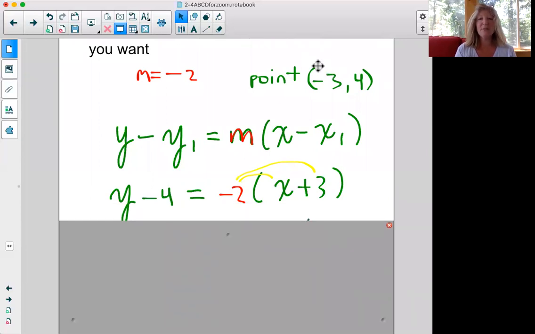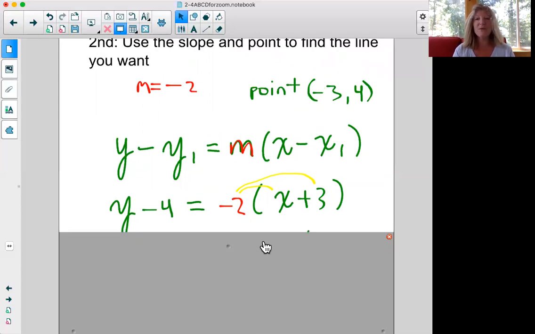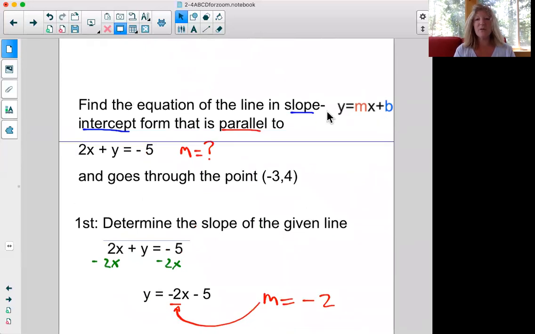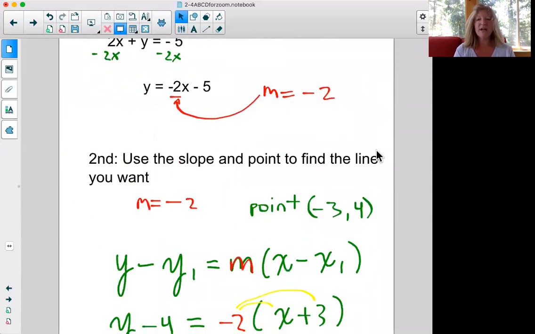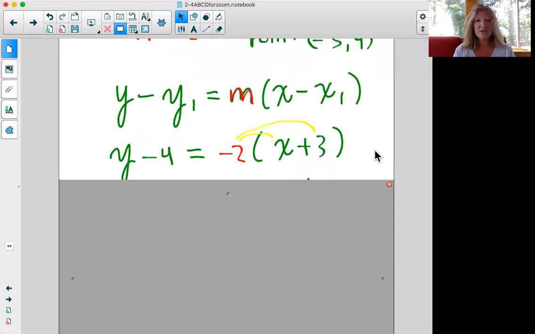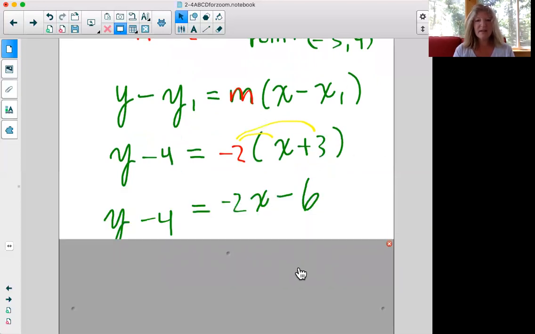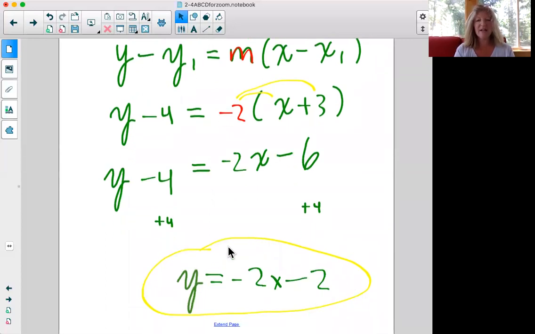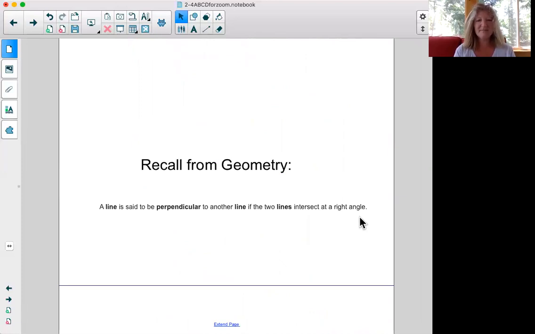I can put in my x is -3, minus a minus is a plus, and y is 4. And now it is in point-slope form. But I was asked to give my final answer in slope-intercept form. So I've got to get y alone. I can distribute, and then I can add 4 to both sides to get my final answer in slope-intercept form.